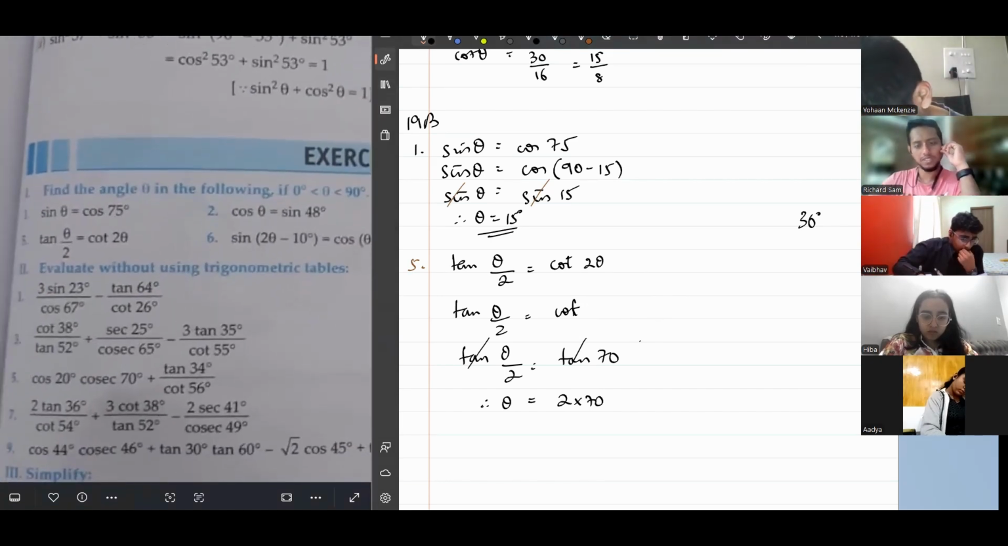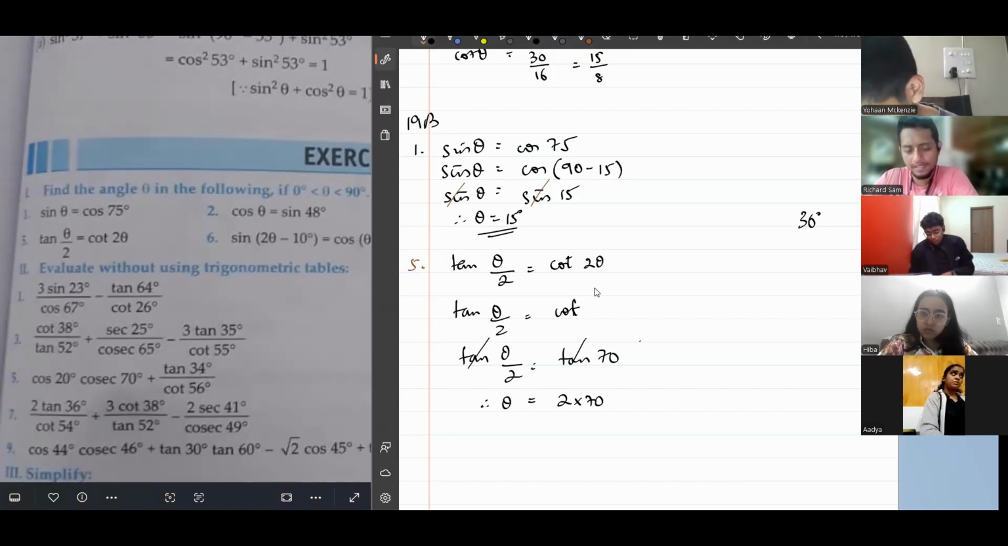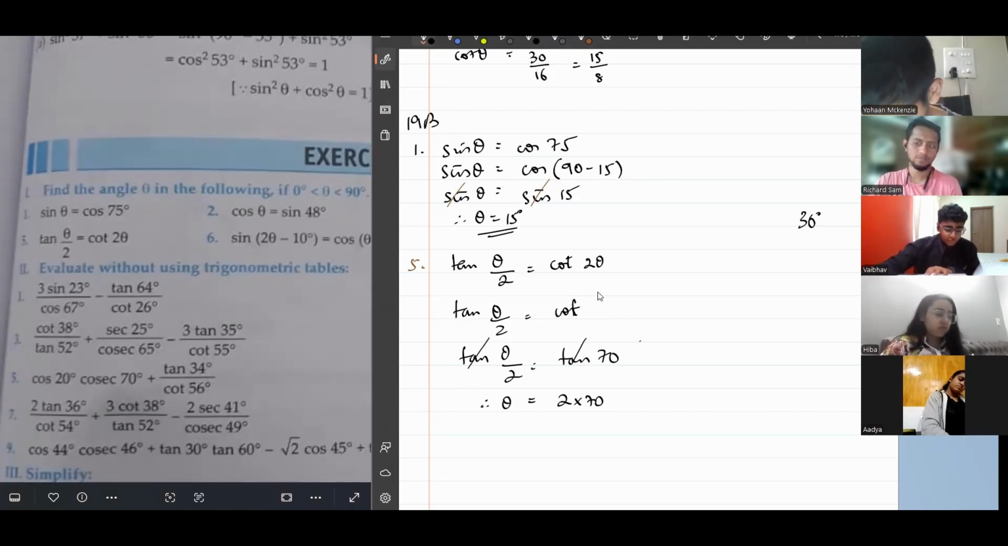Okay, so how do we solve this? 2 theta, what can we write this as? Just Vaibhav, just check your textbook. I don't have those pages. Just see an example. Yes, sir, we have it. Should I send it to you? Yeah, just send me a picture of that. I just suddenly forgot.